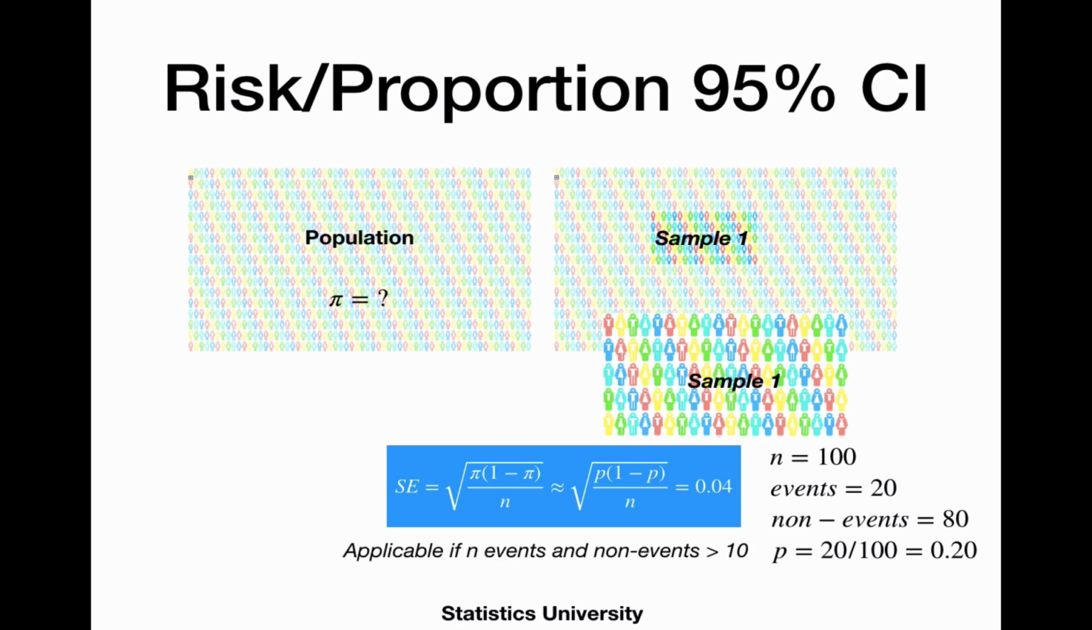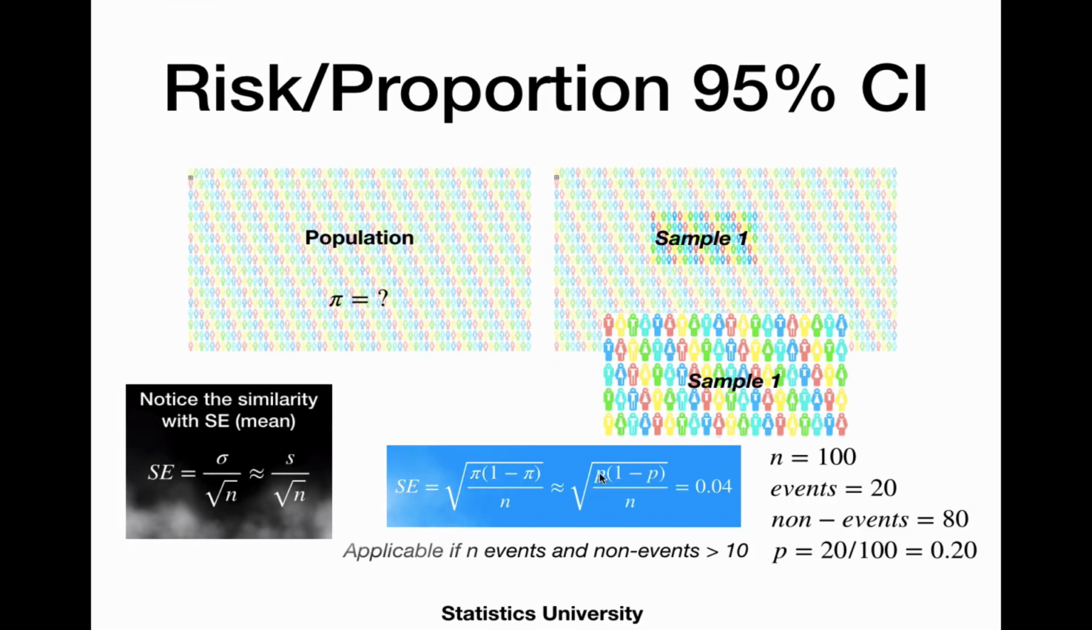Note that this approach is only applicable if we have at least 10 events and non-events. And that has to do with the fact that we are substituting the population proportion value with the sample proportion estimate. And notice that this standard error formula is pretty similar to the one in continuous data research, where we use the sample standard deviation, but here we take the product of the probability of an event and the probability of a non-event.